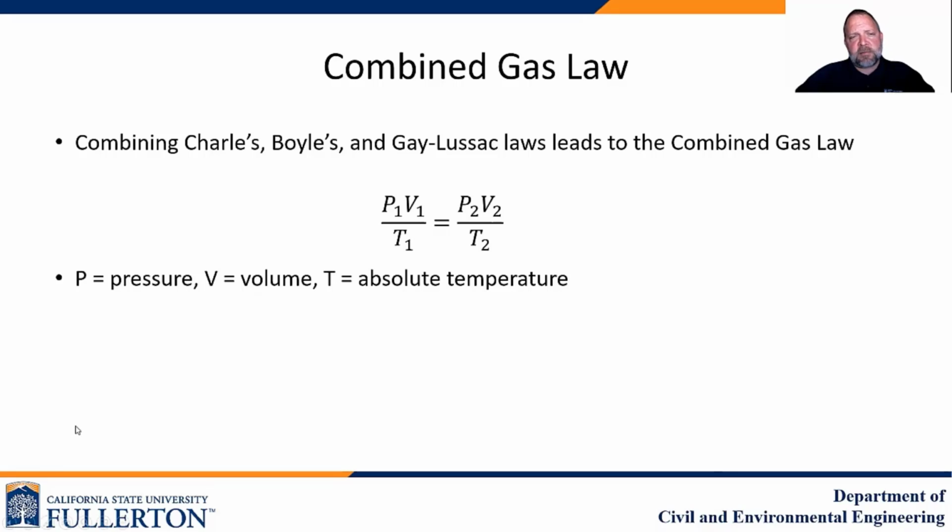I'm not going to go into Charles's law, Boyle's law, and Gay-Lussac's law. But if you did look at those, you would see that they are all essentially broken down parts of the combined gas law. And the combined gas law is the one you see here: P1 V1 over T1 is equal to P2 V2 over T2, where P is your pressure, V is your volume, and T is your absolute temperature. Hopefully this is making some sense from chemistry classes you've had in the past.